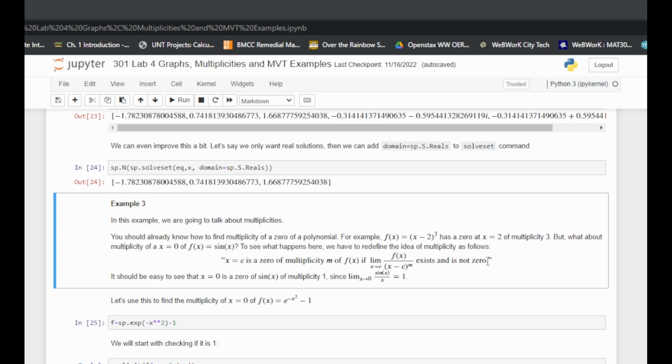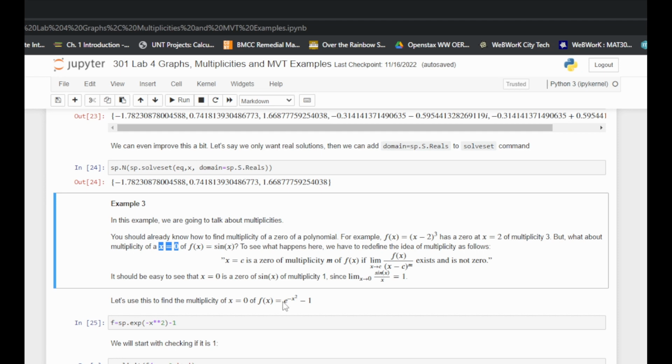For example, if I have a function sine of x, it has a 0 at 0. We know that the limit as x approaches 0 of sine of x over x is 1, which means it exists and does not equal 0. And therefore, x equals 0 is a 0 of f of x with multiplicity 1. Let's look at another example.